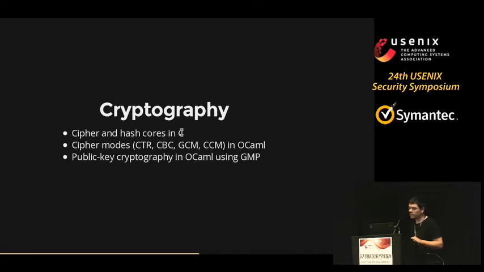We had to do our own crypto. As a detail, we have cipher cores and hash cores written in C. On top of that, cipher modes, the ones we have, counters, CBC, even GCM and CCM, are written in OCaml to contain the complexity as much as possible. And we also redid the mod P public key cryptography, and we did that in OCaml using GMP as the bignum backend.